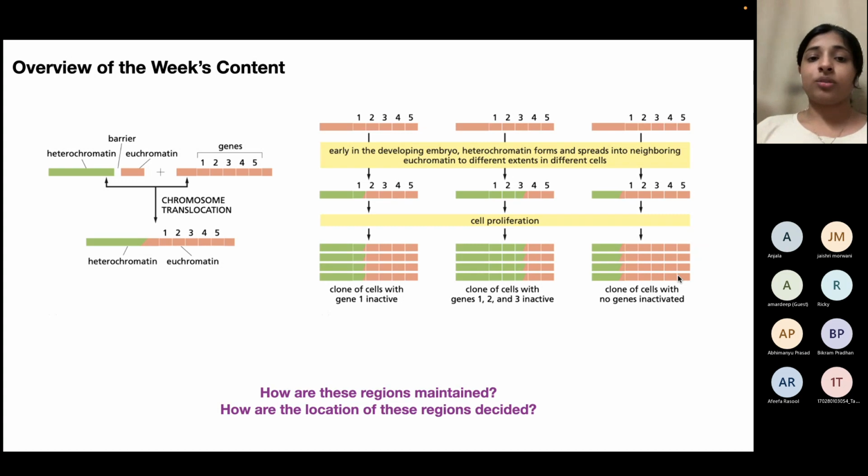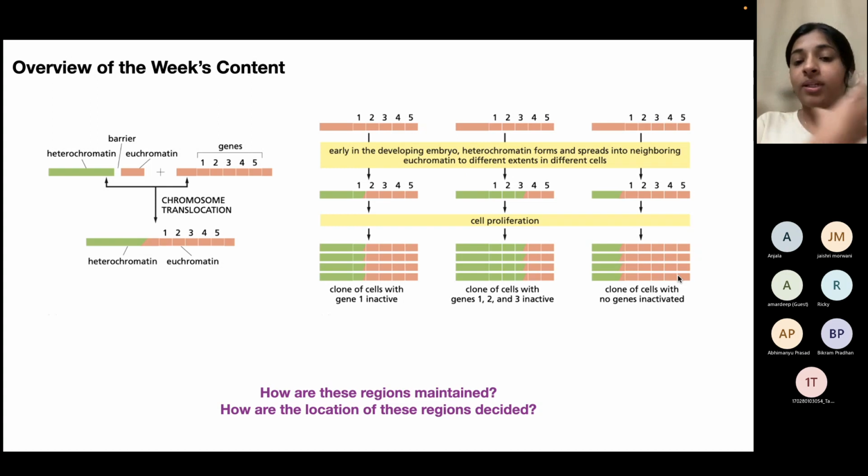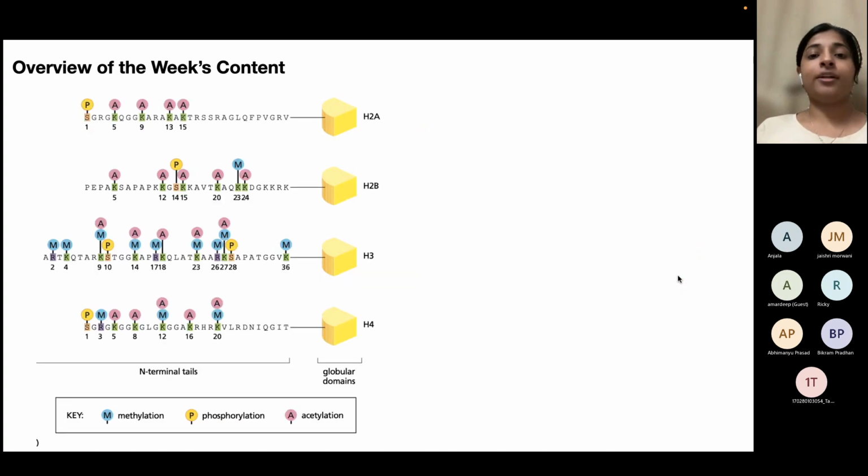So again, after this experiment, it was well established that there is inheritance of these heterochromatin and euchromatin regions as well, but it was still not clear what essentially makes heterochromatin and euchromatin, and what exactly is this barrier region, and what decides what is what, like what is the deciding factor that makes a heterochromatin and silences those set of genes. This was still unknown.